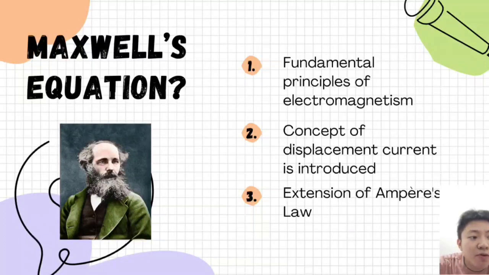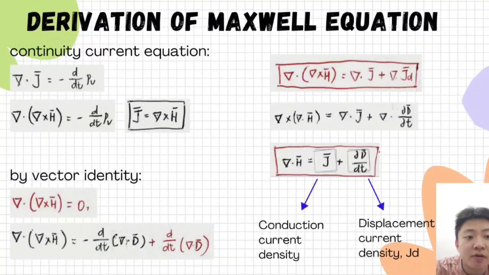This addition proves essential as it enables a comprehensive description of electromagnetic phenomena, accounting for dynamic electrical environments. Without this augmentation, the equations would falter in capturing the intricacies of time-varying electric fields. Through Maxwell's foresight and innovation, the realm of electromagnetism expanded, paving the way for deeper insights into the behavior of electric and magnetic fields. Now let us start deriving Maxwell's equation.